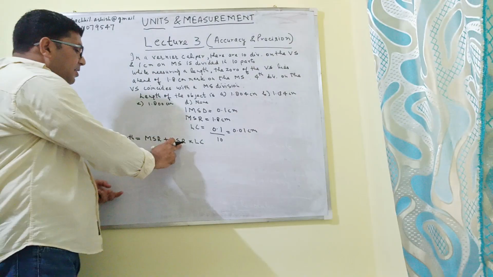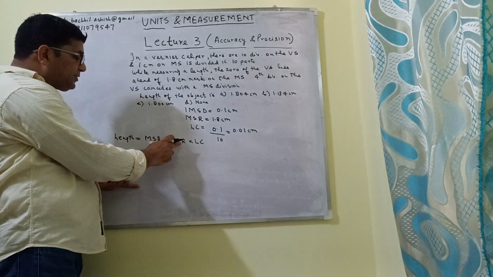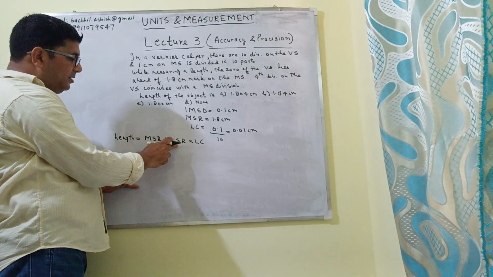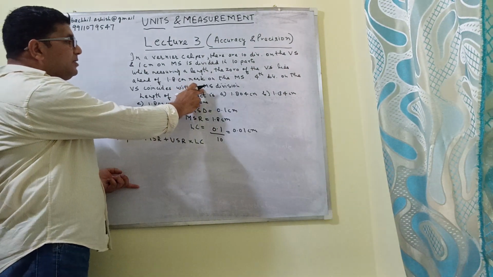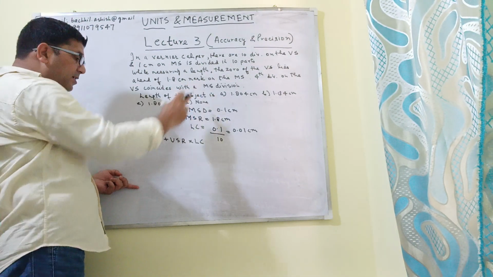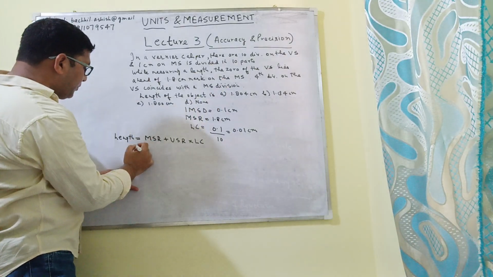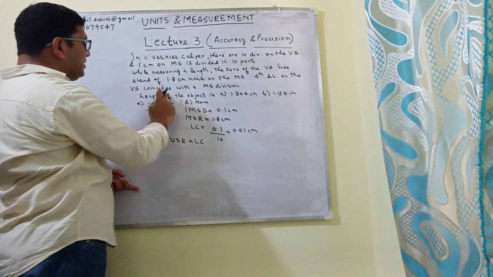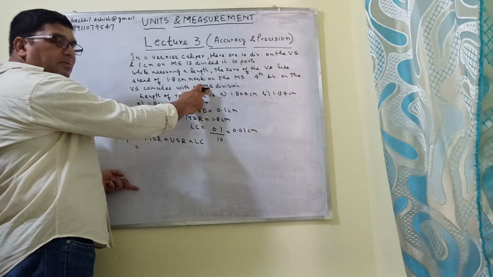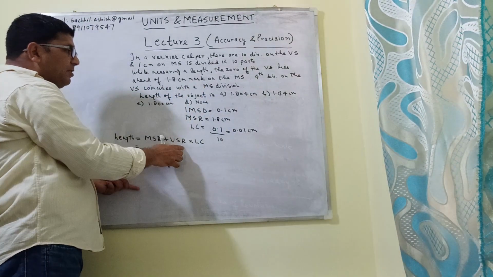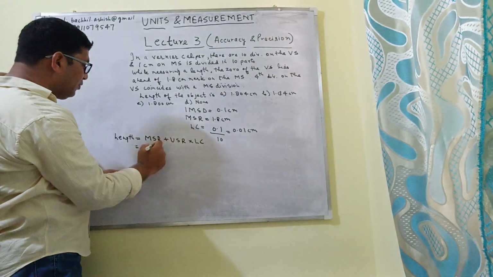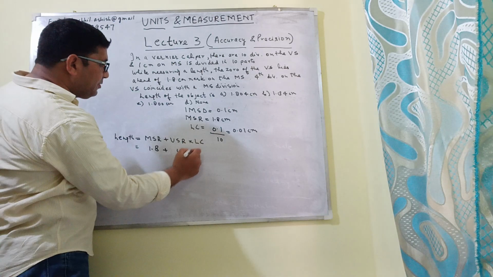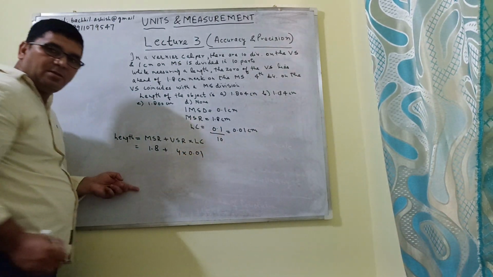The vernier scale reading is the reading which is coinciding with the main scale division. Here, in the question it is written that the fourth division on the vernier scale is coinciding with the main scale, so the vernier scale reading will be equal to 4. Now here we will write 1.8 plus 4 into the least count, which is equal to 0.01.